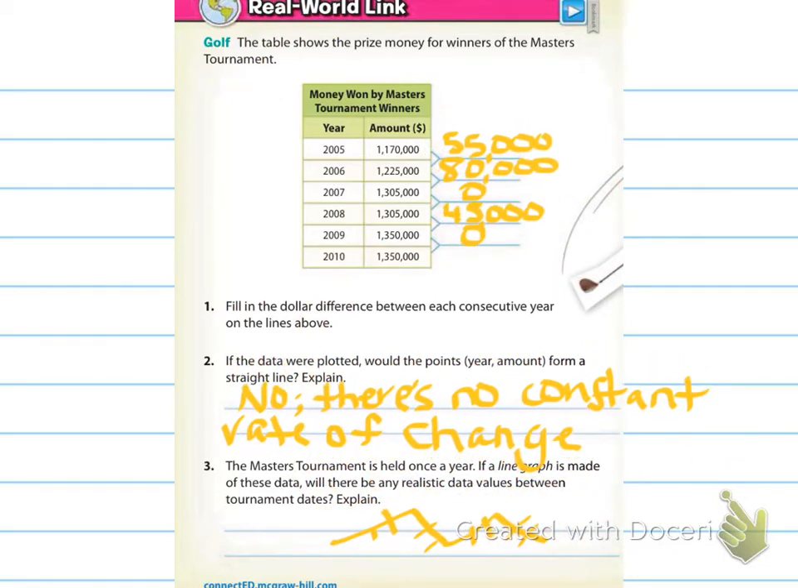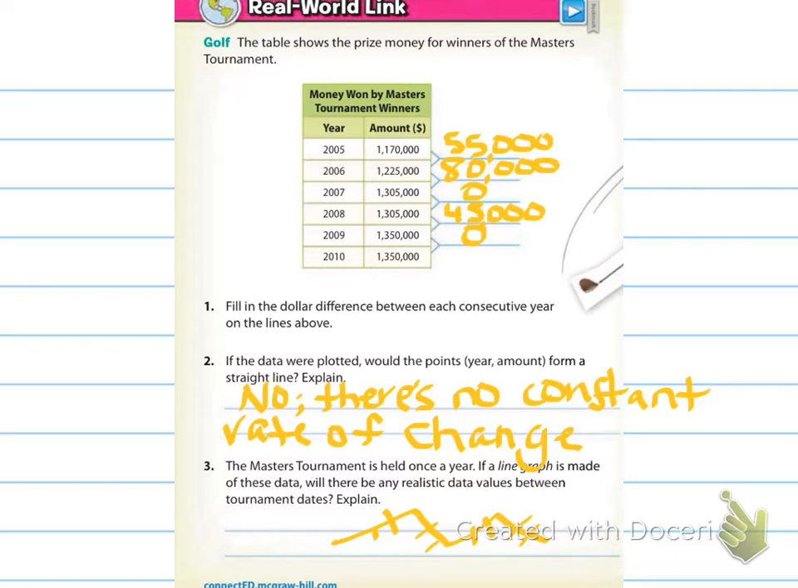So for your answers, you should have the same numbers that I have over here. Just double check to make sure that yours match mine. They increased the amount of winnings each year, maybe because of economy or maybe more sponsors, whatever the case. Some years they didn't change at all.